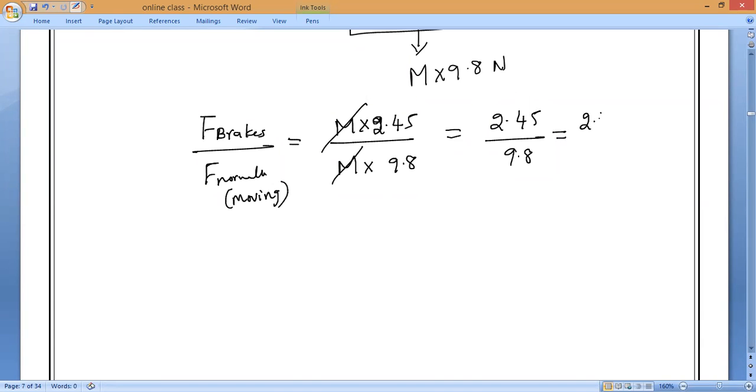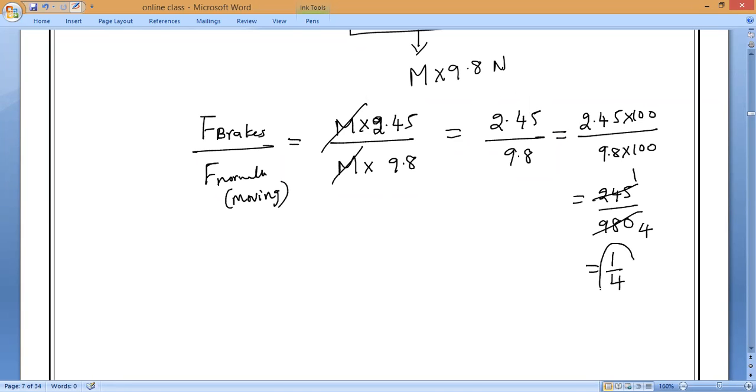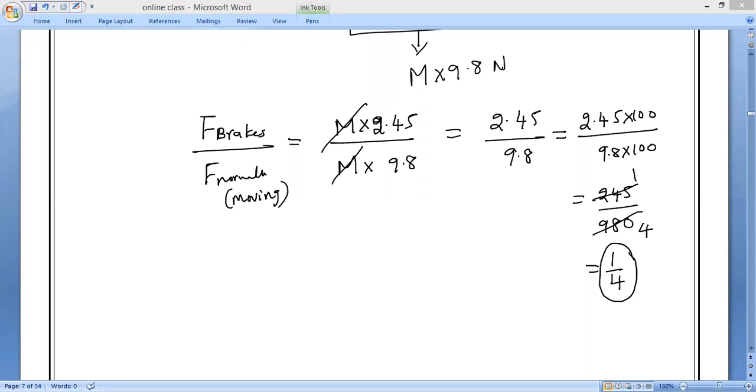Let it be multiplied: 2.45 into 100 divided by 9.8 into 100, which turns into 245 divided by 980. Is it yes or no? So 245 ones are 245, 245 fours are 980. So which is equal to what? 1 by 4. So the answer came or not? Yes, please. That is what you have to prove. Any doubt?